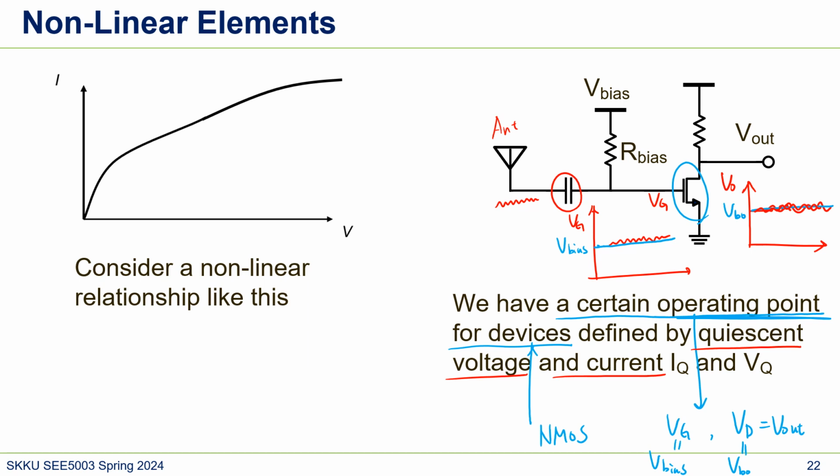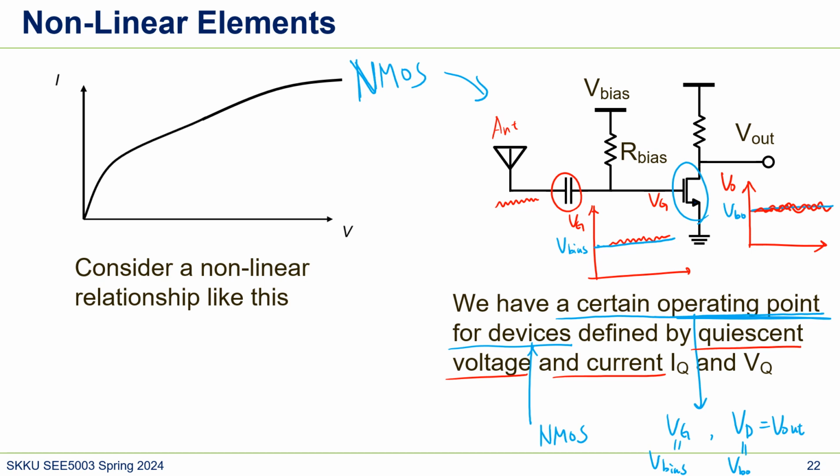Okay, so we did the first thing. We discussed how to choose a quiescent operating point. And then what was the next one? We need to replace the nonlinear elements with linear elements. So let's talk about it. What are our nonlinear elements here? NMOS, right? NMOS is the nonlinear element in this circuit.